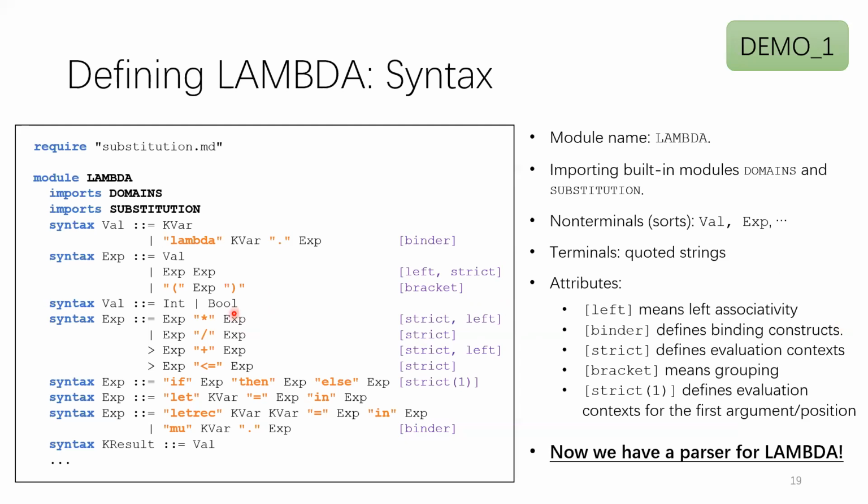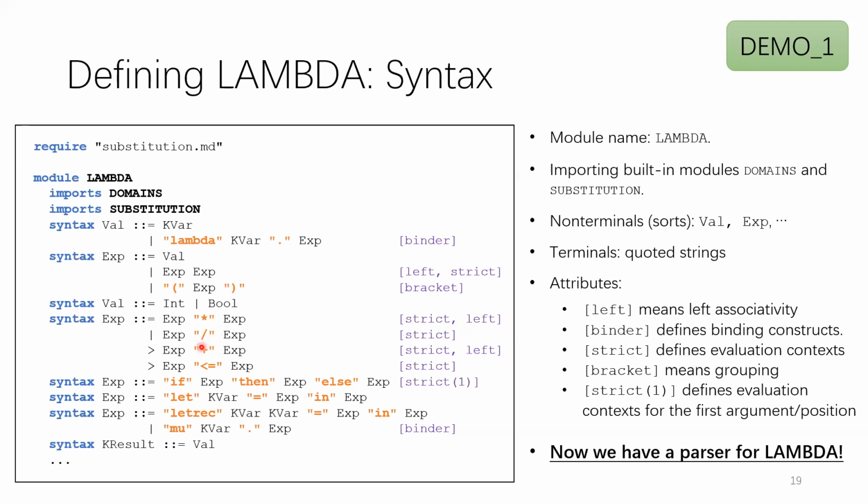Then the rest of the syntax is pretty clear. We use integers and booleans, so we define them as values here. We also define arithmetic operations: multiplication, division, addition, and the comparison between two integers. Some of them are associative, but some are not, so you can see the attribute here. But all of them are strict in their arguments.